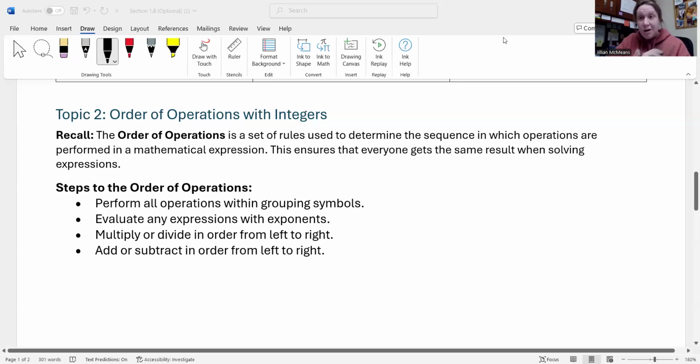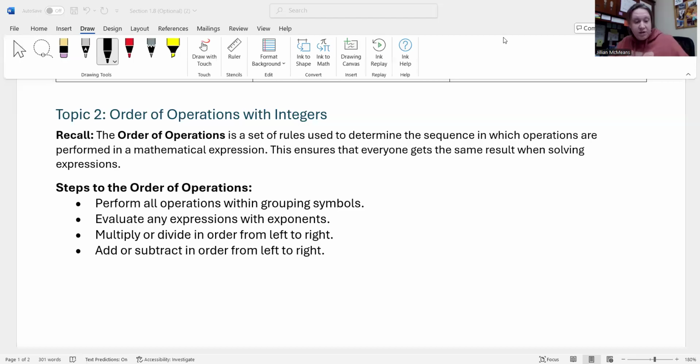Okay, so let's talk about the order of operations. The order of operations is used so that we all get the same answer when we're performing multiple operations within one expression or within one problem. Again, recall the order of operations is a set of rules used to determine the sequence in which operations are performed in a mathematical expression. This ensures that everyone gets the same result when simplifying expressions.